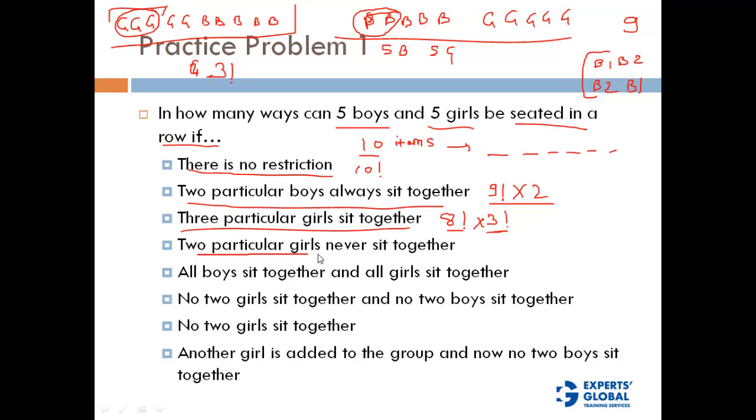2 particular girls never sit together. Okay, this is interesting. 2 particular girls never sit together. So another way to look at it is, we look at the total number of options of sitting all these boys and girls together with no restriction, and from there we'll subtract the number of options where two girls sit together. You understand? So what I'm saying is I'm going to look at all options minus the options where two girls are together. So that will give me the total number of options in which two particular girls are never together. Right? So how is that going to be? How many options do we have in total?